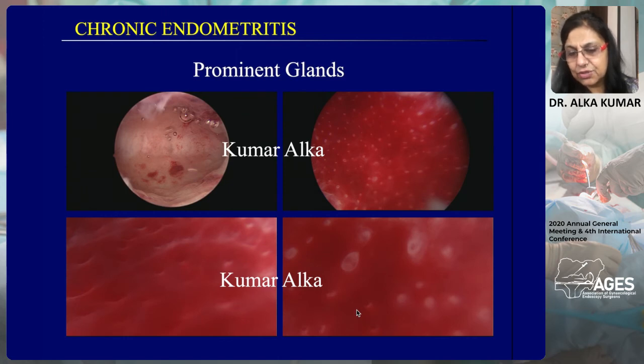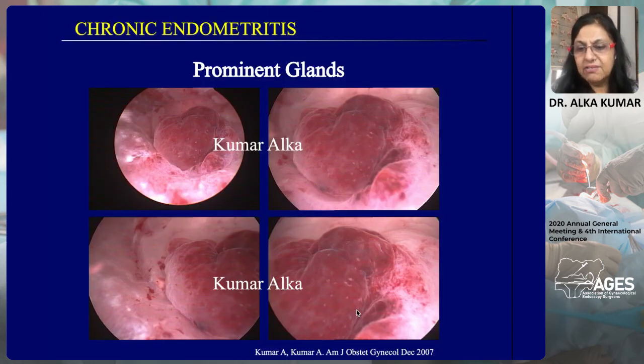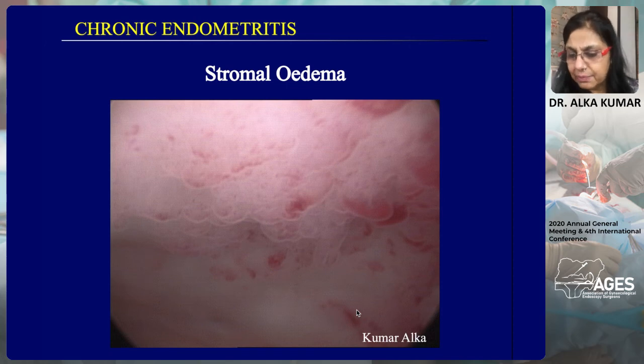It looks like the outside of a strawberry. In the lower picture, if you notice, the white spot that you're seeing is the gland opening, and it is again surrounded by a red tissue. This is the inflammatory infiltrate. This is how it looks. This is one of our publications in the American Journal of Obstetrics and Gynecology, where we saw a very angry looking inflammatory polyp, and in this polyp you can see the white punctate spots, which are the gland openings, surrounded by the red angry looking hyperemia. So chronic endometritis can present in this way as well.